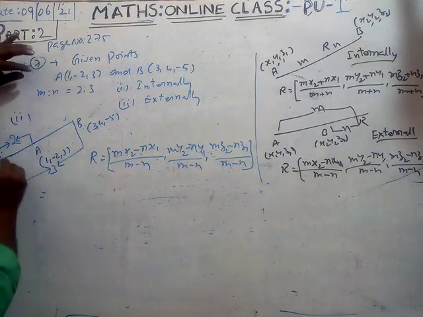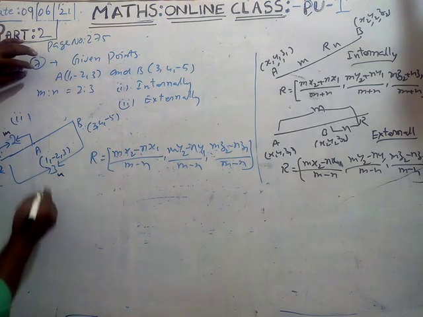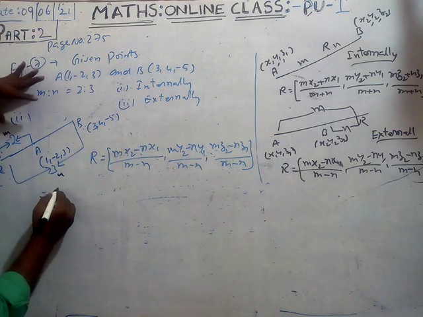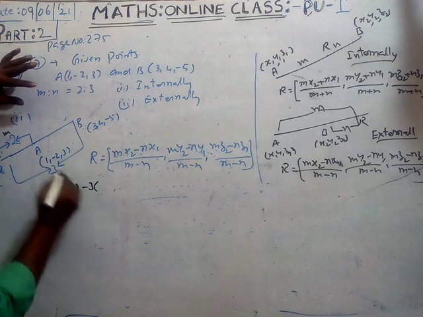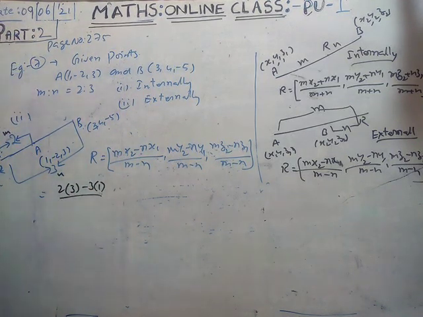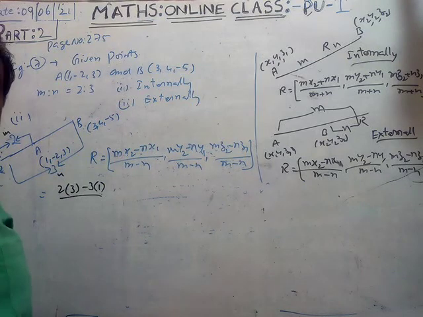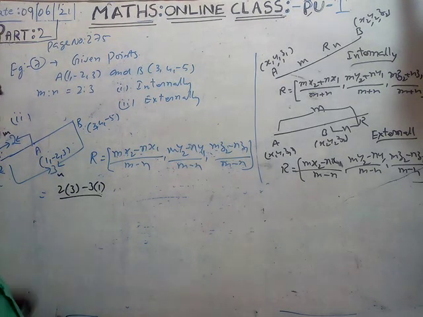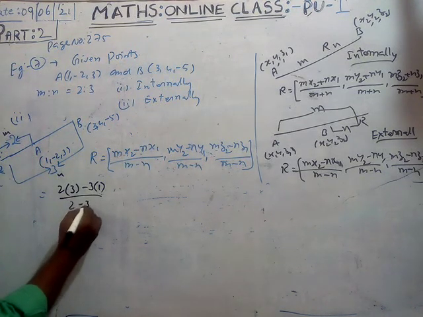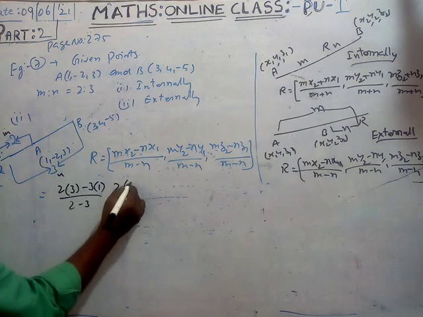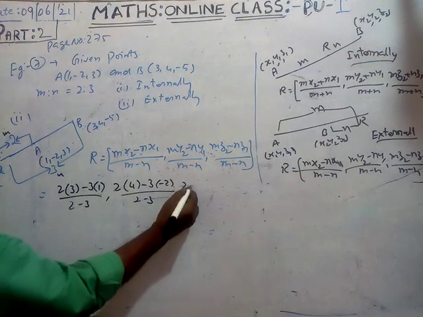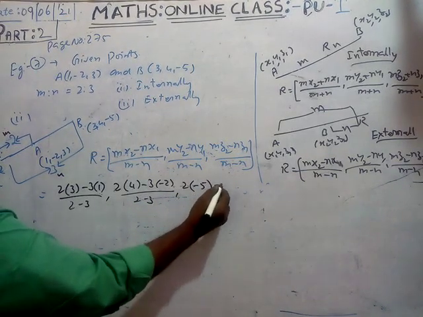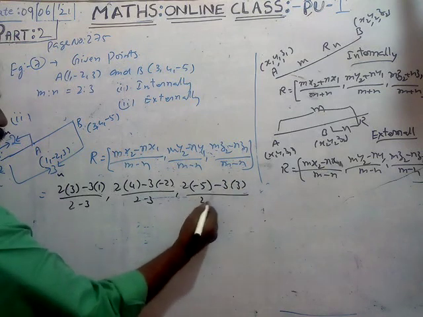Now m is, we know that this is m, this is n. x1, we know it well. It is m into 2 of 3 minus 3 of this one by, just wait. Okay. (mx2 minus nx1) by (m minus n), 2 minus 3. Similarly, 2 of 4 minus 3 of minus 2 by 2 minus 3. 2 of minus 5 minus 3 of 3 by 2 minus 3.